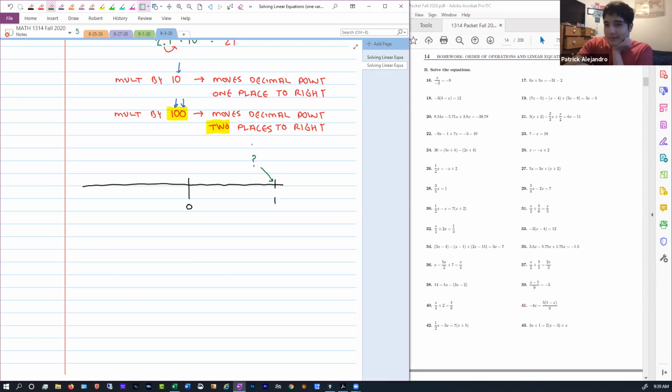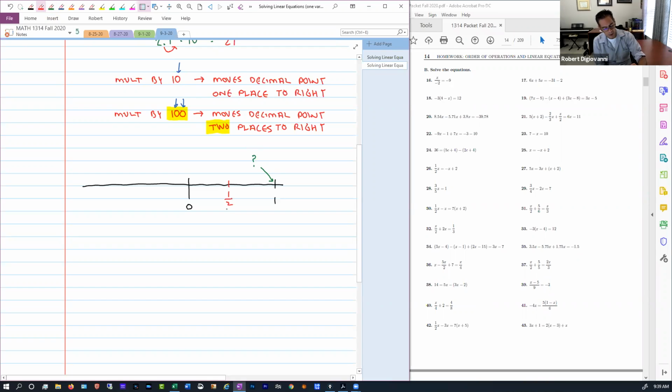0.99. So 0.99. Okay, so let's think about this. Halfway, right, would be the decimal 0.5. Is everyone okay with that? If we go 3/4 of the way, that's the decimal 0.75.